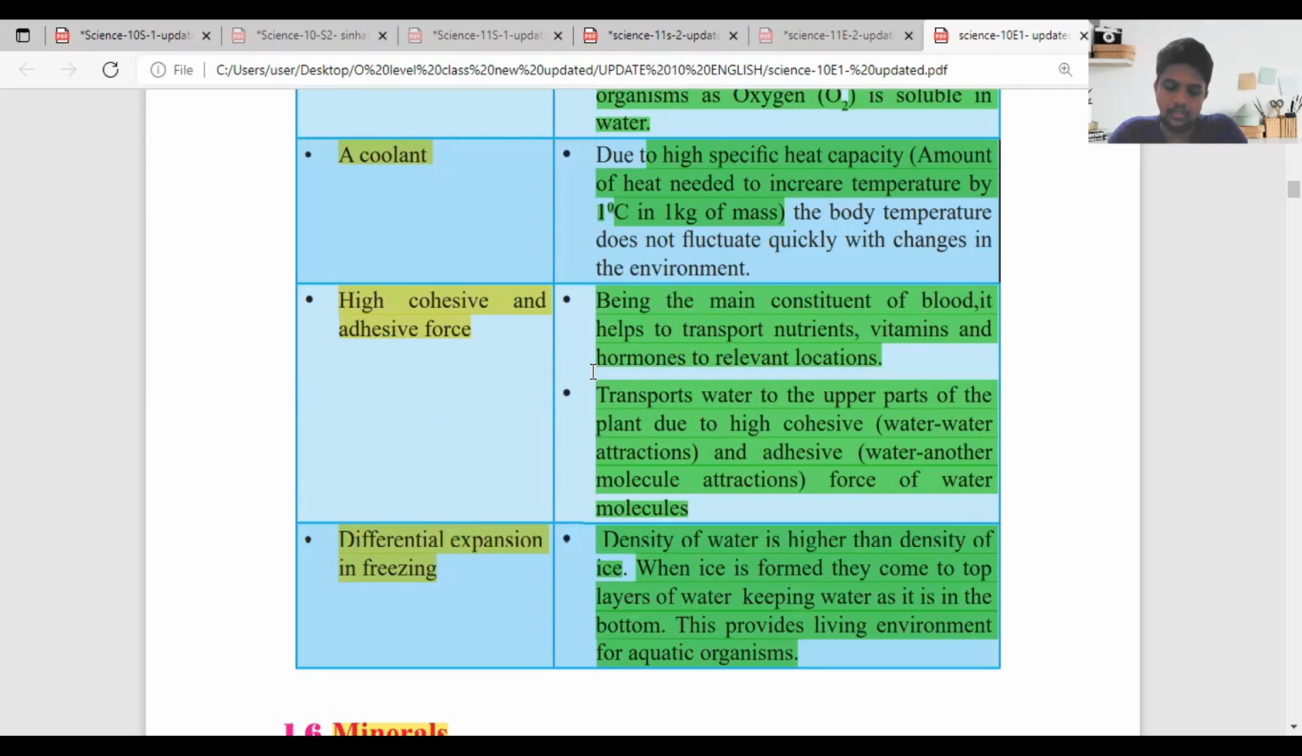Third property is high cohesive and adhesive force. Behind the main constituent of blood, it helps to transport nutrients, vitamins, and hormones to relevant locations.